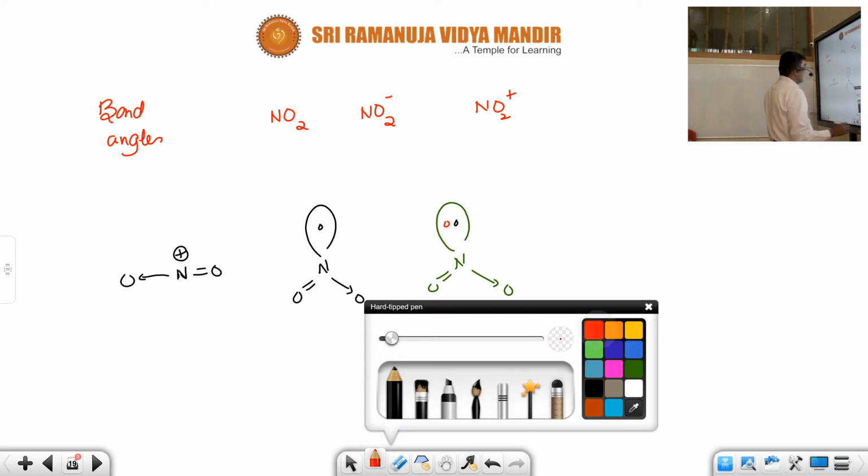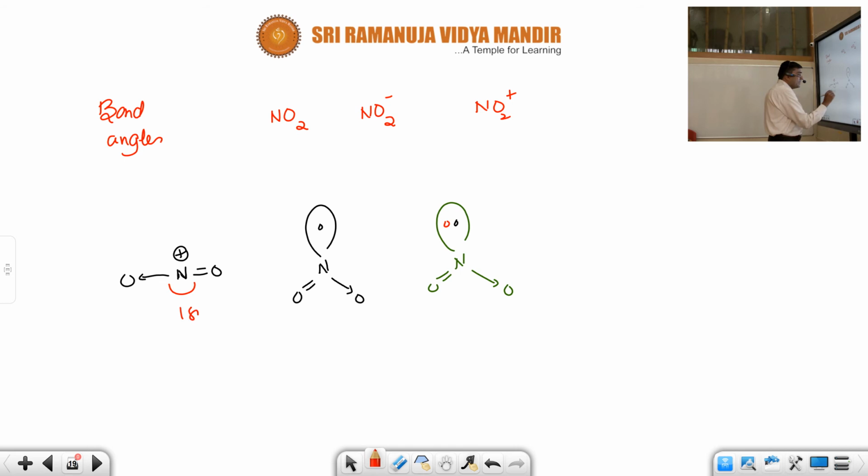Now see the bond angles. Here it is 180 degrees. Here it is 111 degrees. Here it is 130, 132 degrees. Why? Because here we have a lone pair. With a lone pair there is a repulsion, so the bond angle will be less. Here you have an unpaired electron. One unpaired electron is there in NO2.